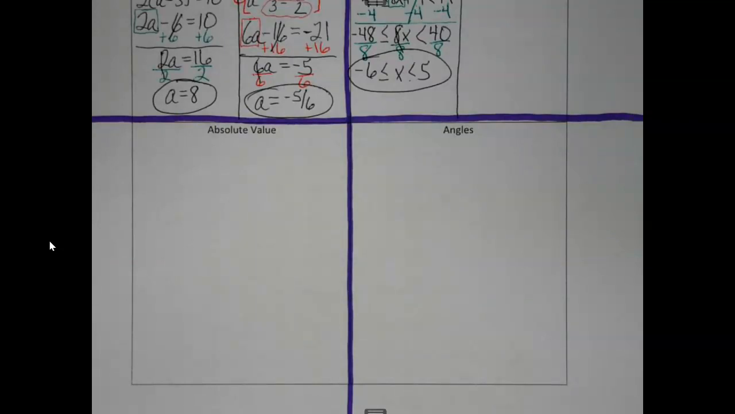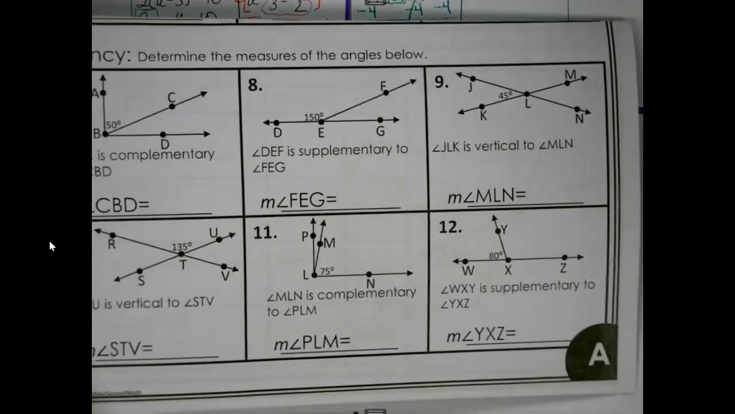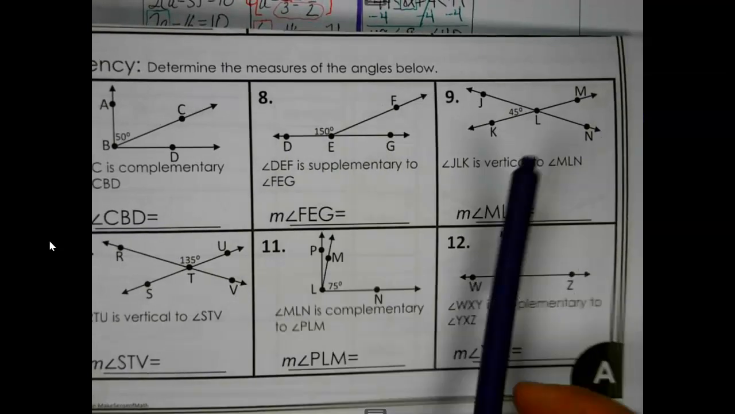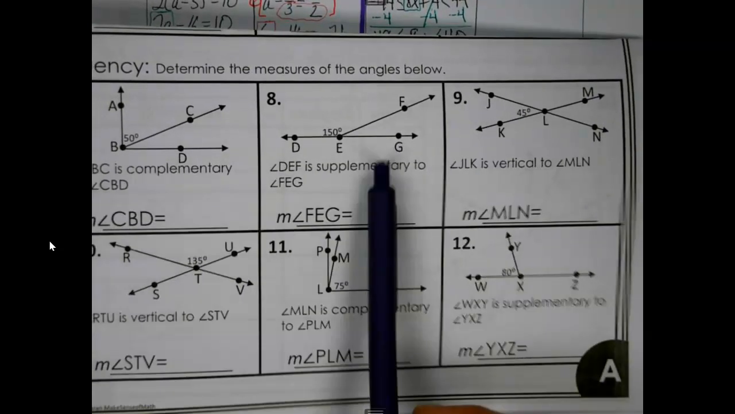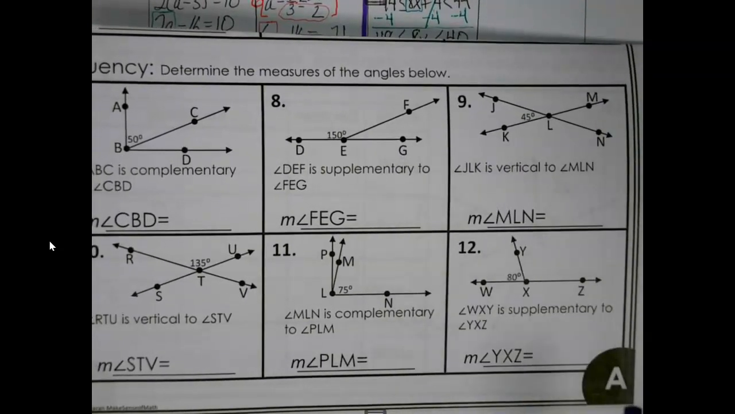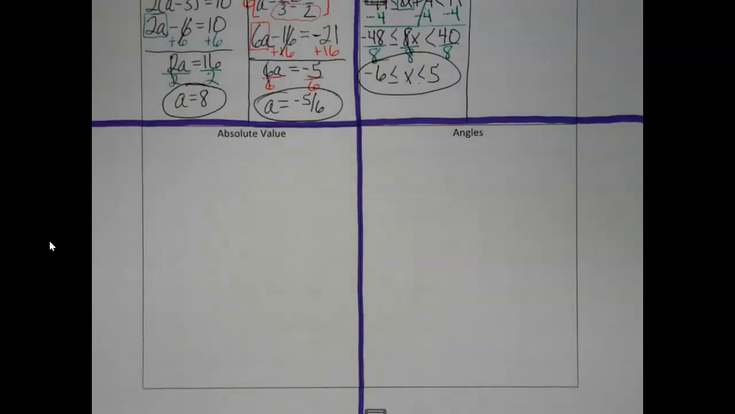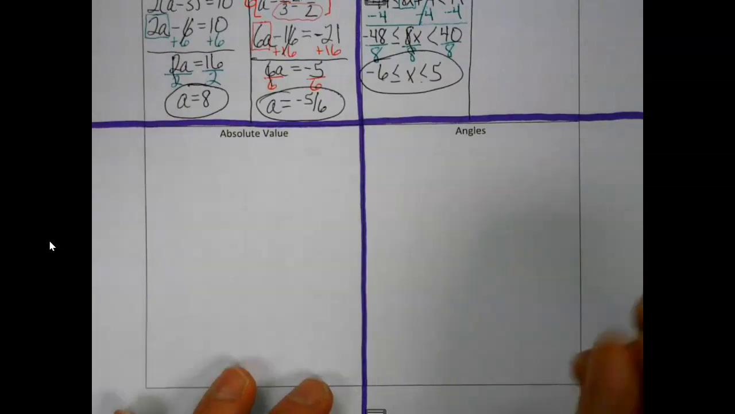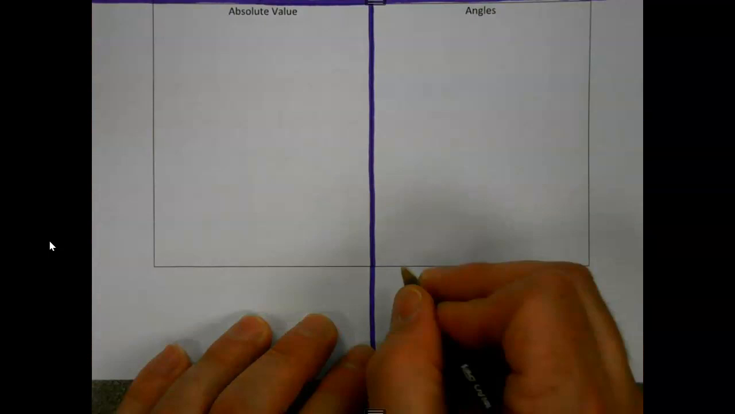So angles. I start looking through my review again, and I'm like, oh yeah, complementary, supplementary, vertical. I kind of need to know what these words mean so I know what I'm trying to do. So first job. Let's see, do I want to put that? I think I do. I'm going to keep it outside the box. I want my examples inside.